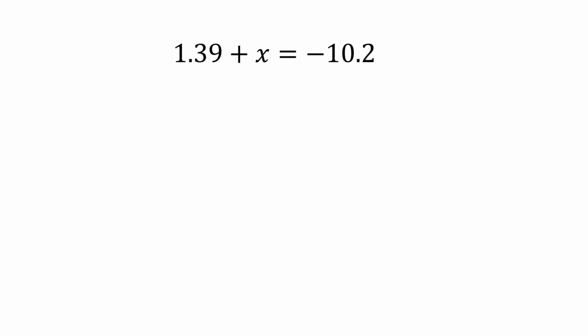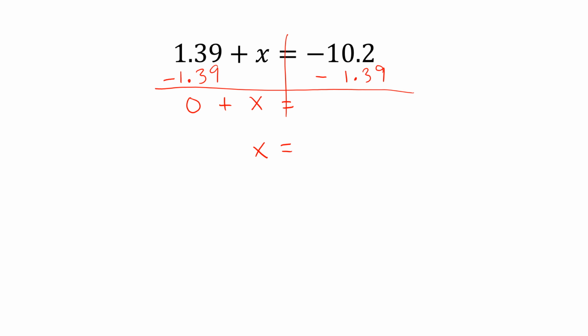To do so, since we're adding, you have to then subtract. You do what's called the inverse operation, and you subtract 1.39 from both sides. So you're going to know what x is. This is going to be 0. That's what you're trying to do. You're trying to get x all by itself. So now we have x.